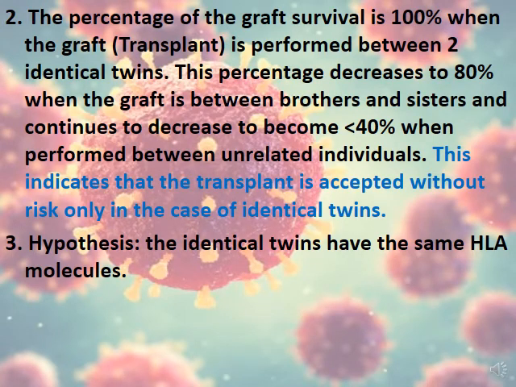The percentage of graft survival is 100% when the graft is done between two identical twins. This percentage decreases to 80% when the graft is between brothers and sisters, and decreases to less than 40% when the graft is performed between two different unrelated individuals. So what does this indicate? This indicates that the transplant is accepted without any risk, 100% accepted in the case of identical twins.